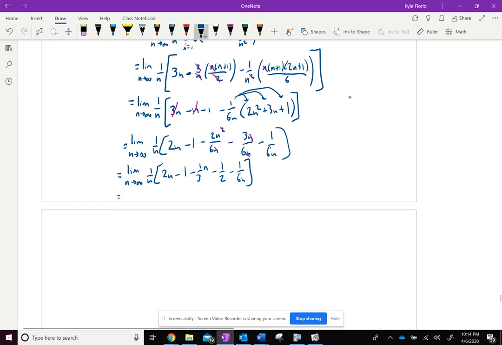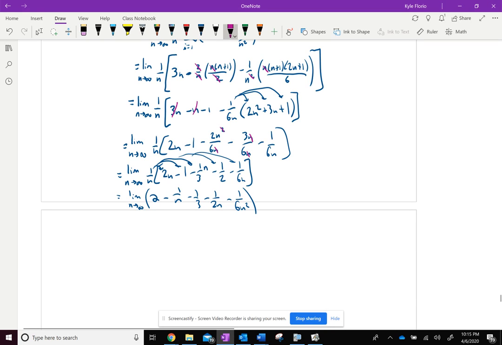Now distribute that 1 over n. So 1 over n times this can just give me the 2. The n's will cancel out. This will give me a minus 1 over n. Keep going. The n's will cancel out. I'll just get minus 1/3. Same thing over here. It's going to give me minus 1 over 2n. And this is going to give me a minus 1 over 6n squared. Whew!